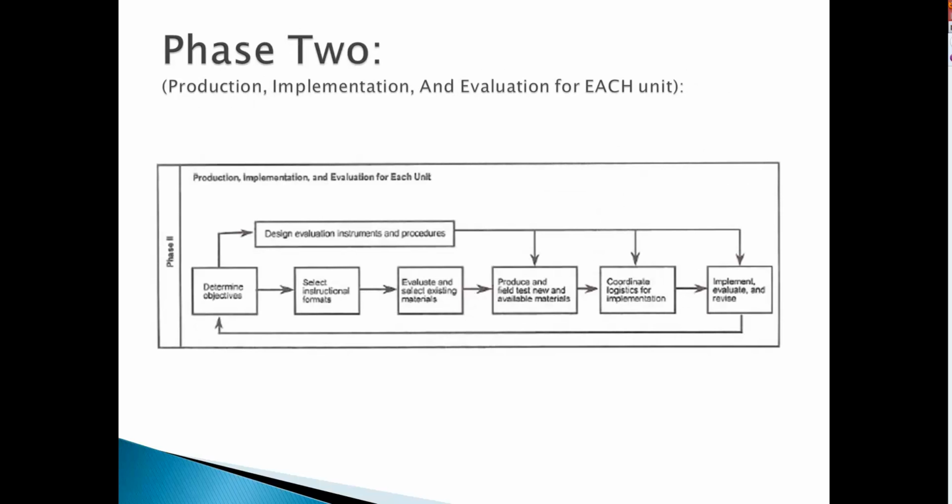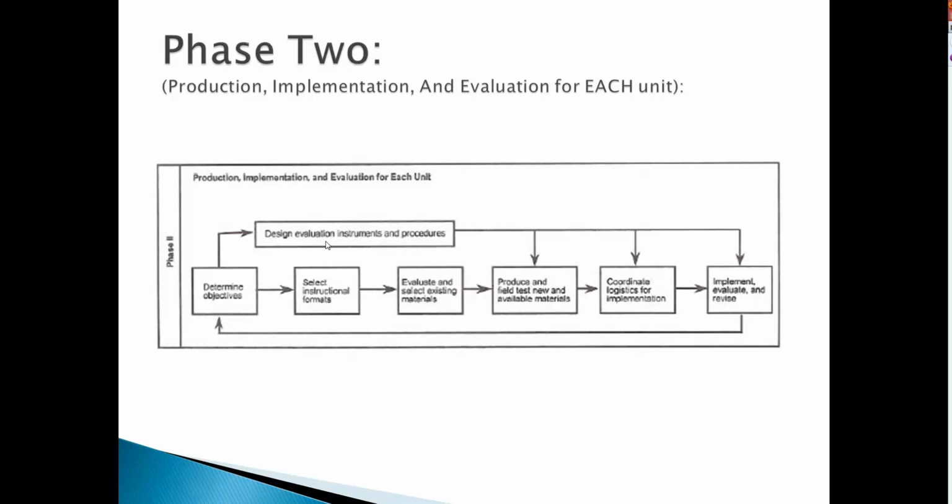During phase 2, the production, implementation, and evaluation for each unit. This second phase covers 7 subsections. There are 7 different steps that each course or curriculum must go through in order to be completed. The first step will be to determine objectives. Defining unit objectives. This step is of utmost importance since this will provide learners the expectations and the manner they will be evaluated in. Then, steps 2, 3, and 4 are performed concurrently.